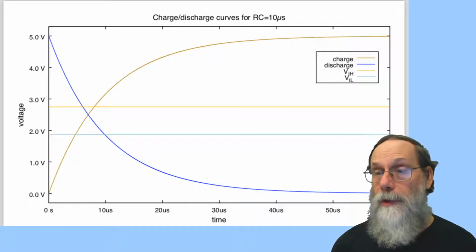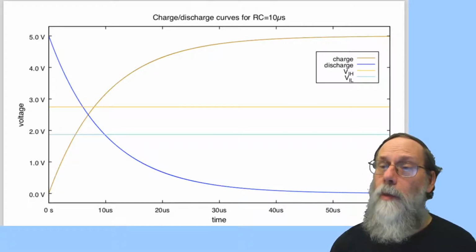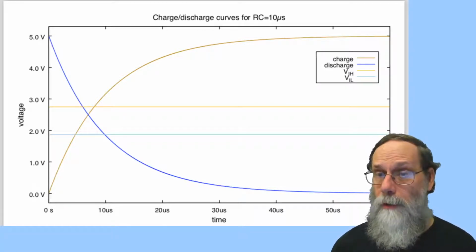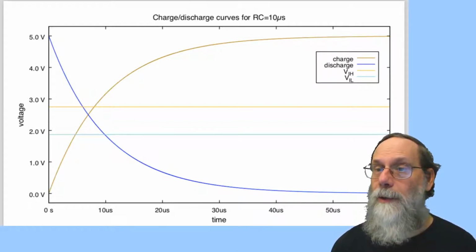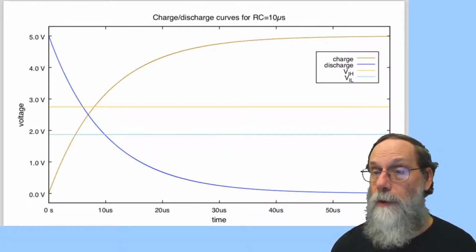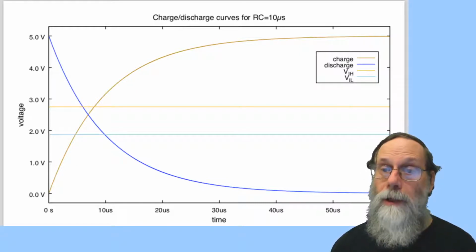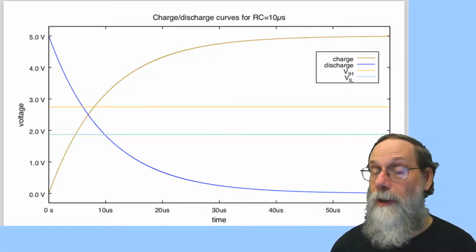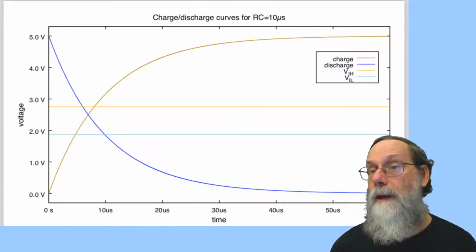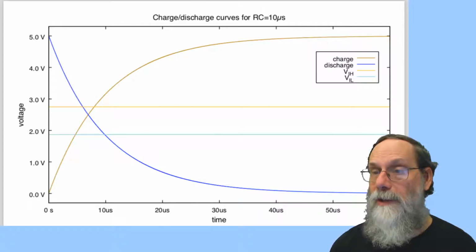thresholds for the Schmitt trigger. And we don't actually use the whole curve here, because the moment we cross the light blue line with the blue discharge, we're going to stop discharging. The output of the Schmitt trigger is going to change, and we'll switch over to charging. And similarly, when we cross the yellow line, charging on the brown curve, then we're going to again switch the output of the Schmitt trigger and start discharging.